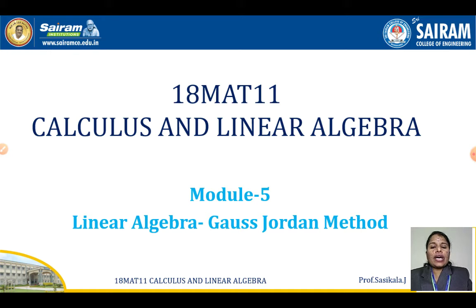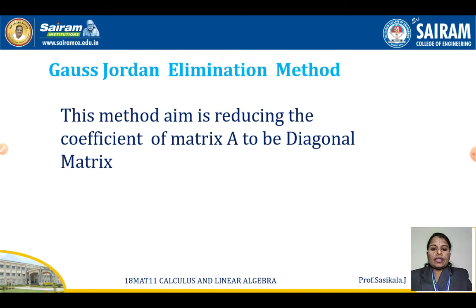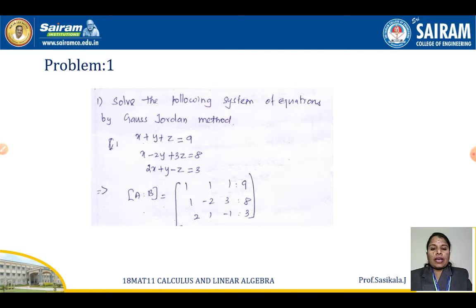The aim of the Gauss elimination method is to make it an upper triangular matrix. Here, the aim of the Gauss-Jordan method is reducing the coefficient matrix capital A to a diagonal matrix. First, the same elimination process we followed in the Gauss elimination method to get the upper triangular, we will follow here also. Once you reach that, we are again going to make it a diagonal matrix. We'll go with an example to understand how we make a diagonal matrix.